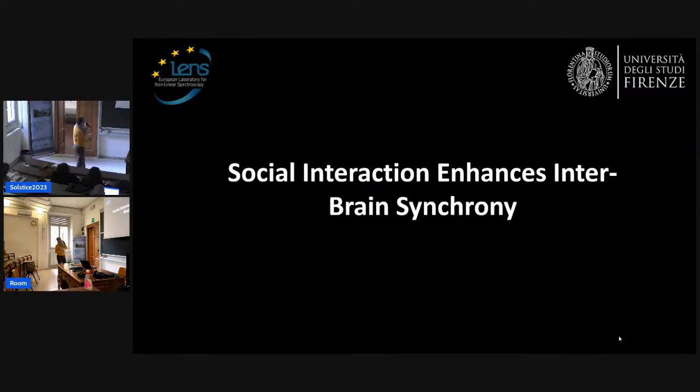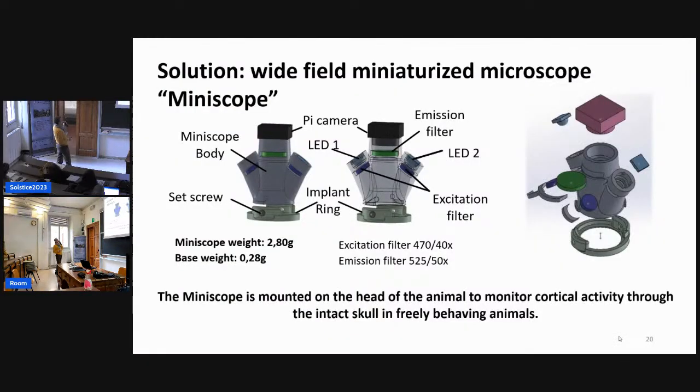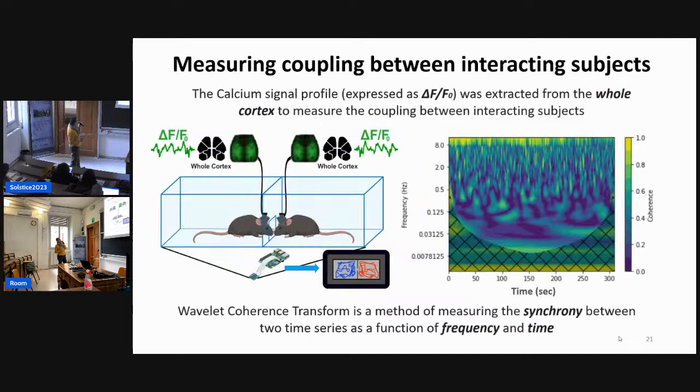Here, we are studying the brain synchronicity between the two animals. To do that, we are using two small microscopes mounted on the head of the mouse. It's a transgenic mouse. These microscopes are very light, 1.52 grams, so they do not prevent the movement of the mouse. The experiment is the following. There are two chambers, separated by a small aperture, and the two mice interact through this small aperture.